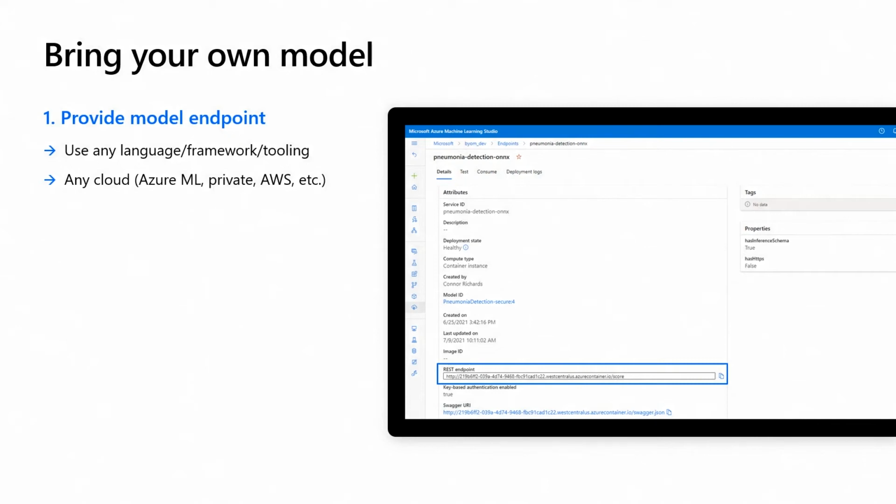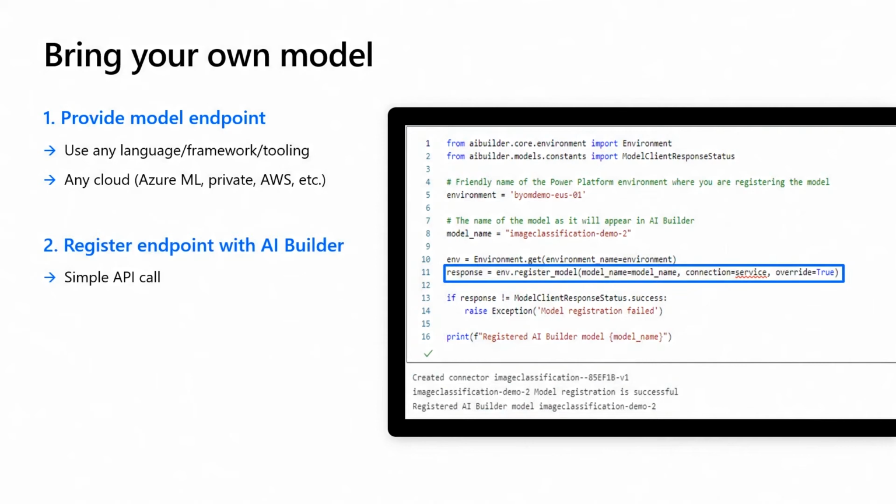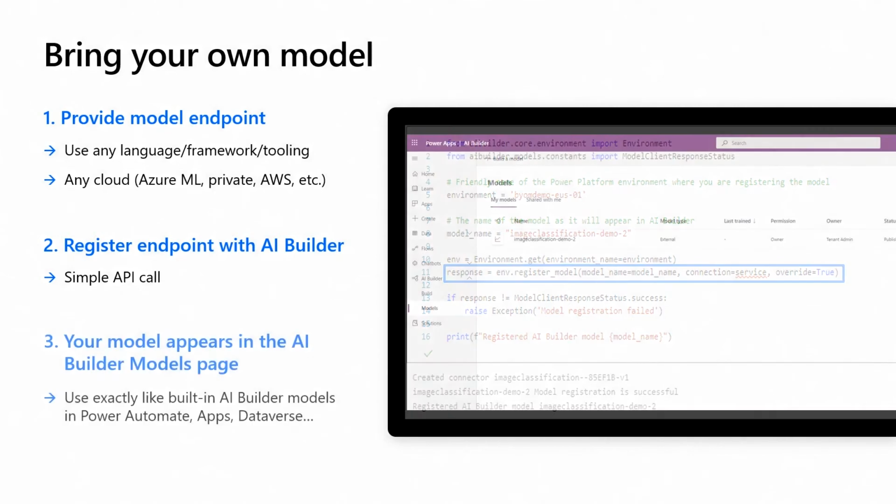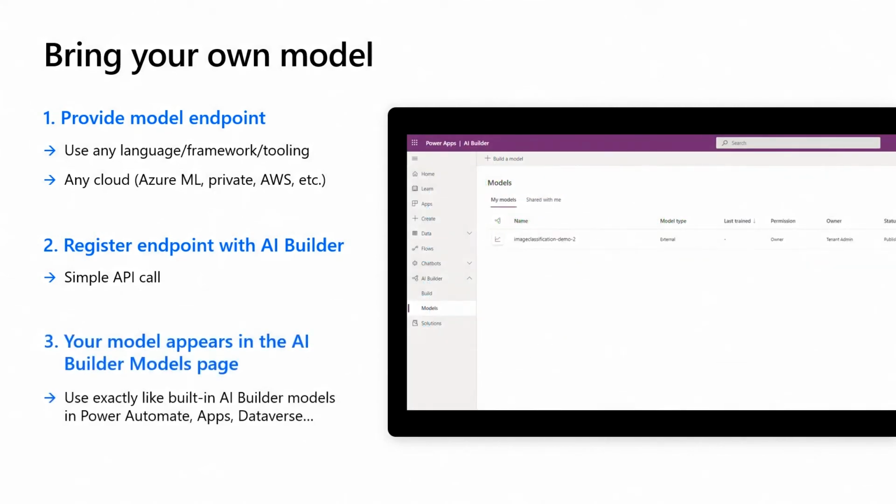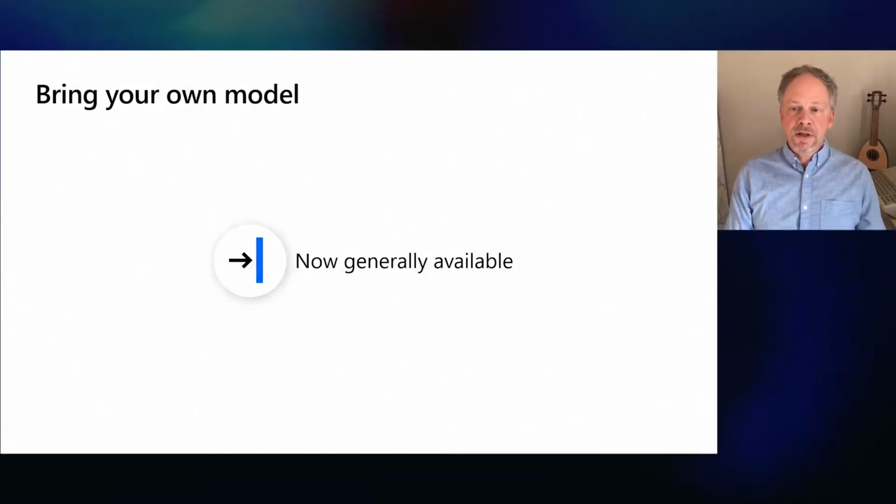The next step is to let us know that your model exists. It's a simple API call that just lets us know where your model is. Once you do that, your model appears in our models page, and it's available to makers using PowerApps or PowerAutomate, the same as any of the built-in AI Builder models. And it's just that easy. And I'm happy to tell you that Bring Your Own Model is now generally available.